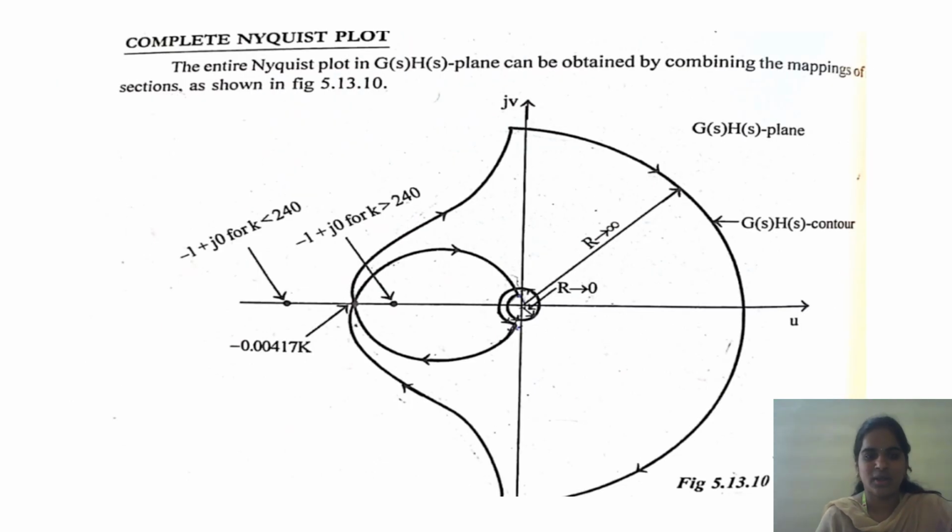Complete Nyquist plot: the entire Nyquist plot of G(s)H(s). We obtained both C1, C2 and C3, C4. All these contours we draw in one plot. That is the final Nyquist plot. This is the final Nyquist plot in the G(s)H(s) plane, with contours R tends to infinity and R tends to 0.